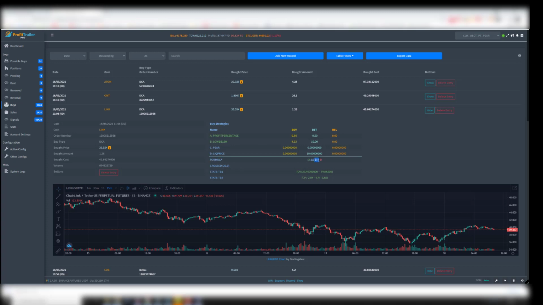The formula was A and B. I'm not using C, I'm not using D. So I'm not using PSAR to fire a buy, I'm not using liquidation price to buy. I'm using a formula A and B, and these were true, so it bought. And it bought $50 or $49 worth of this position, because that's how I configured it. I always buy the same amount that I already have. That's why it's 100%.